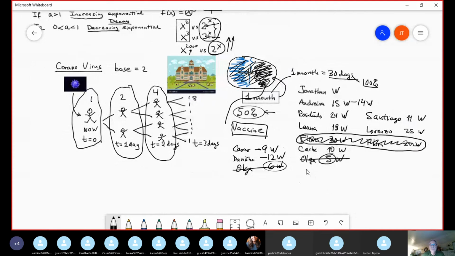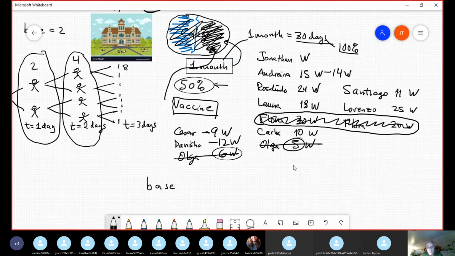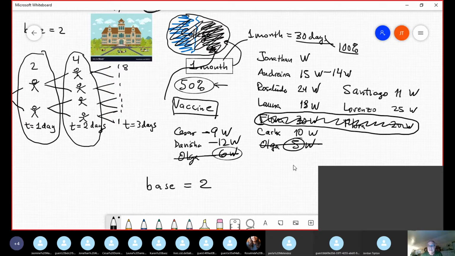Okay? Right, but the base is 2. In this case, I suppose that the base is 2. If you suppose that the base is not 2, it's 3, it's another problem. We can't suppose any base.